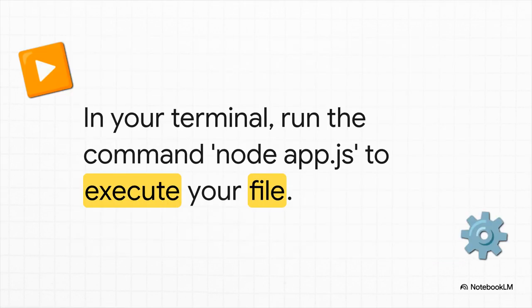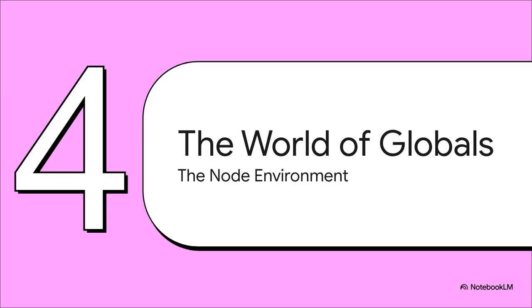So, to make this code run, we go back to the terminal, but this time, instead of just typing node, you type node and then the name of our file, app.js. Node will read that entire file, execute it from top to bottom, and you'll see your console logs appear. And just like that, you did it. You ran your first real Node program.